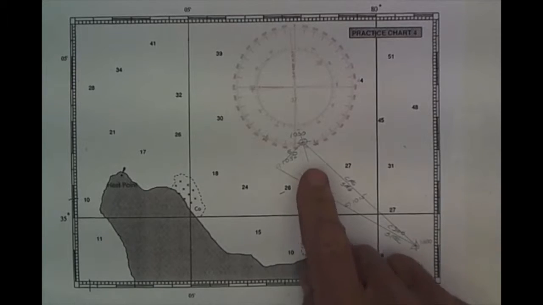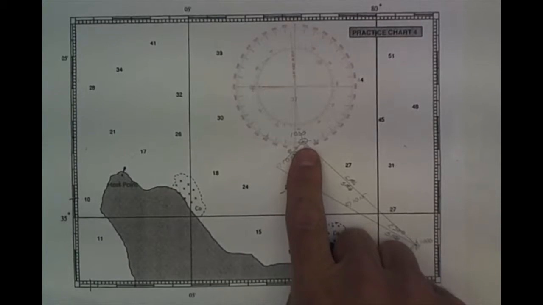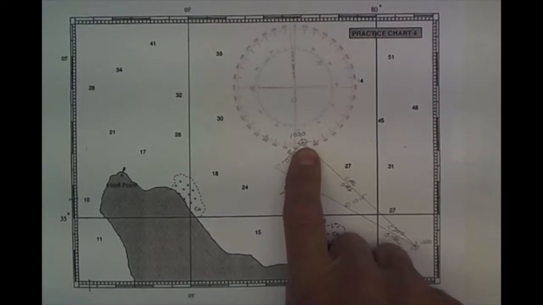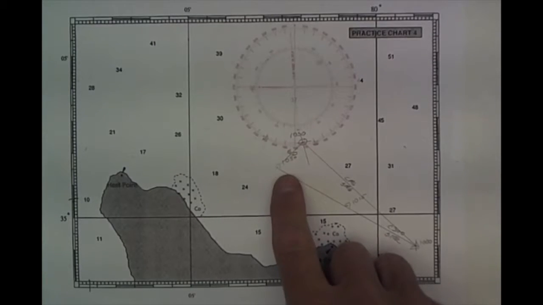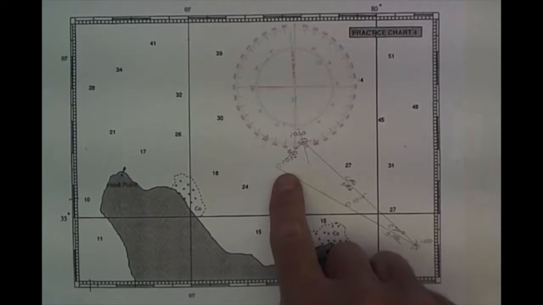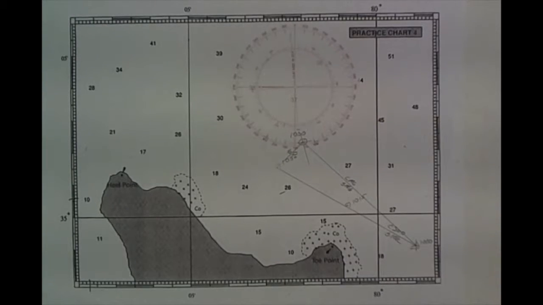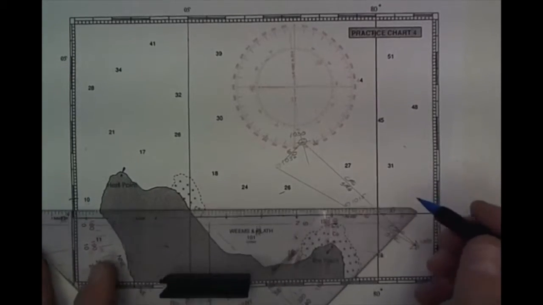So from our 1030 position, we're actually going to change course now to a desired course. We wish to make a course of 270 degrees true, knowing that there's a set and drift. So we're going to have to determine a course to steer so that we can make good a track of 270 degrees. So we'll do our future case triangle.